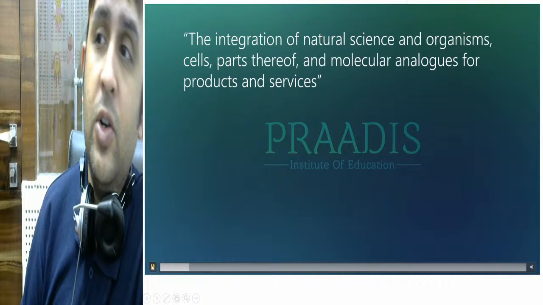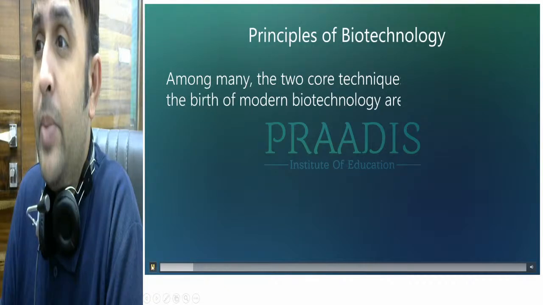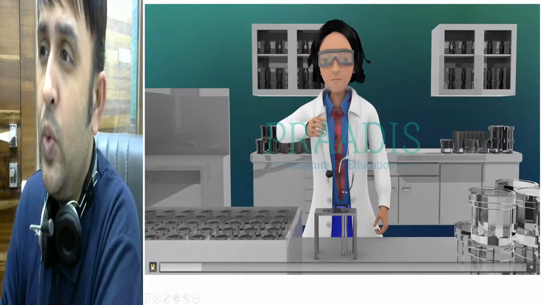Among many, the two core techniques that enabled the birth of modern biotechnology are genetic engineering, techniques to alter the chemistry of genetic material, DNA and RNA, to introduce these into host organisms and thus change the phenotype of the host organism. Bioprocess engineering, maintenance of sterile, microbial contamination-free ambience in chemical engineering processes to enable the growth of only the desired microbe or eukaryotic cell in large quantities for the manufacture of biotechnological products like antibiotics, vaccines, enzymes, etc.